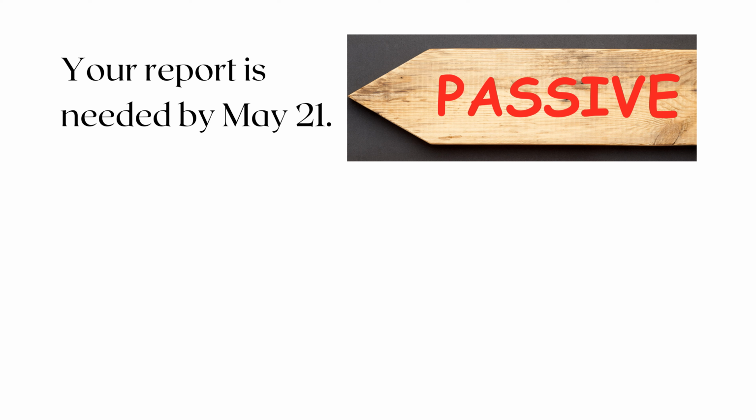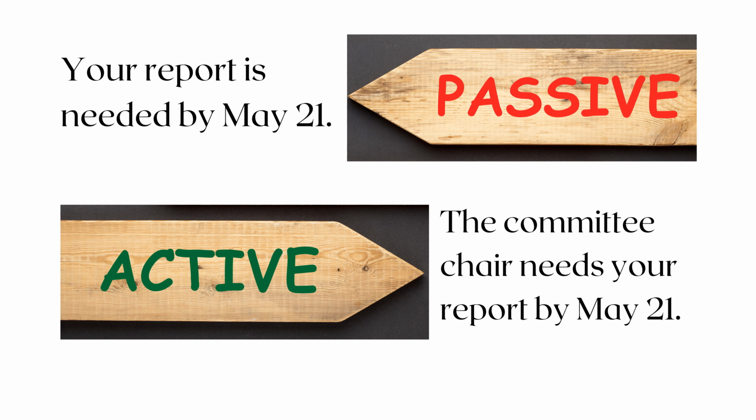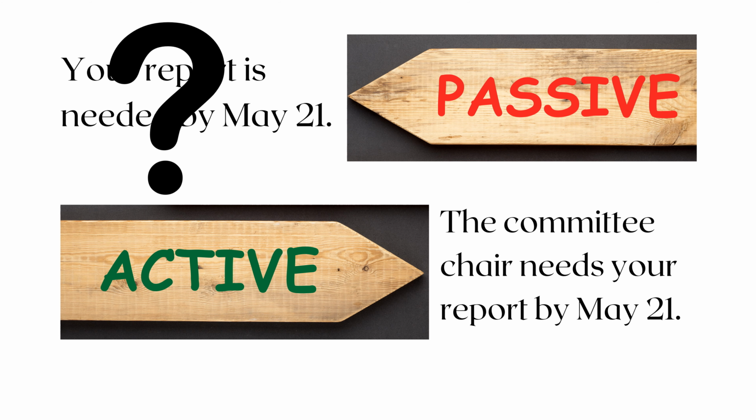In order to rewrite the verb in the active voice, we need to move the object behind the action verb and add a subject. Who needs the report? In the active voice sentence, "The committee chair needs your report by May 21st," the subject is "chair" and the object is "report." The subject is no longer also the object. One problem with the passive voice is that it fails to tell us the agent for the action. In our original passive sentence, we don't know who needs the report.